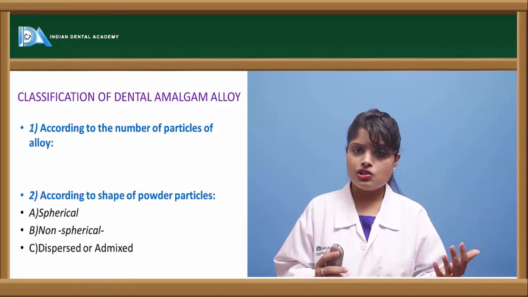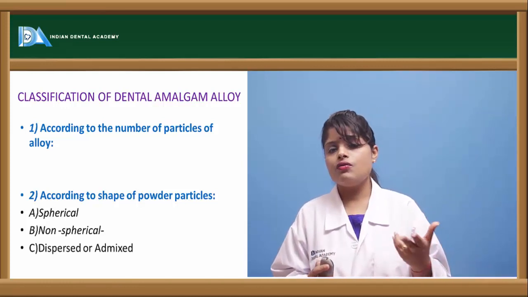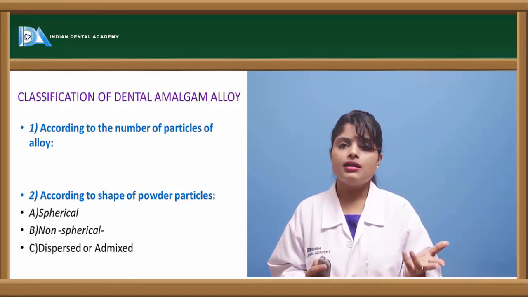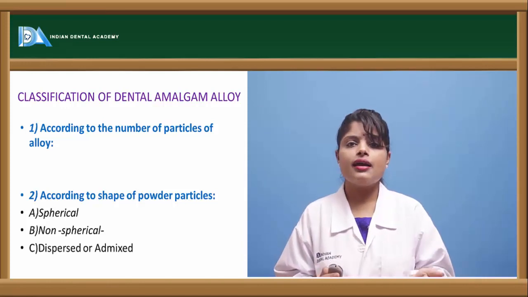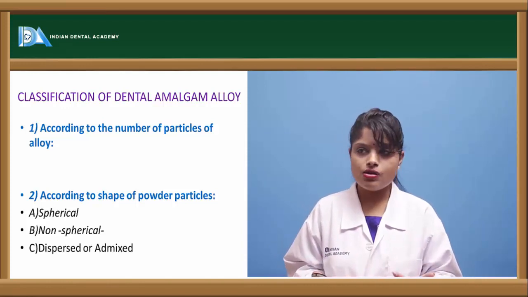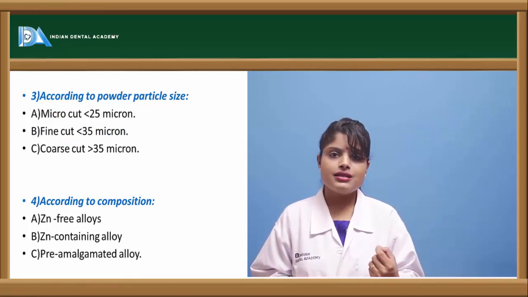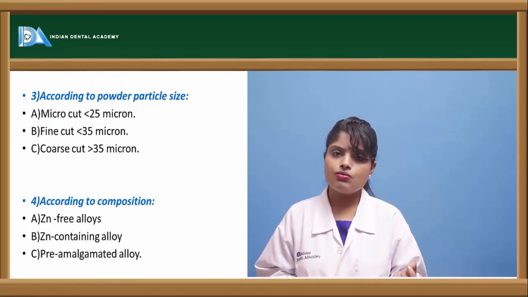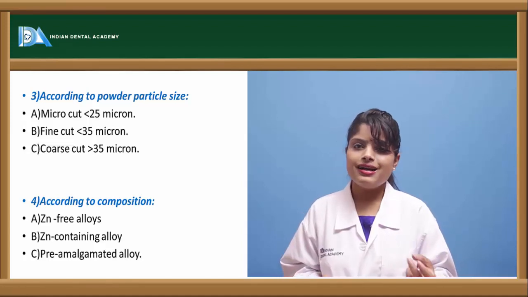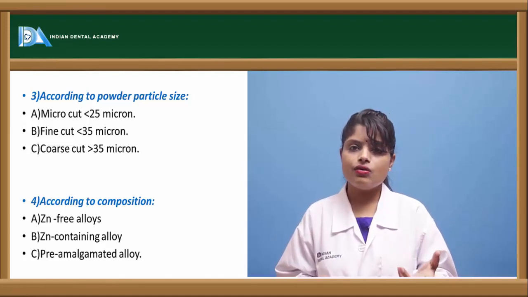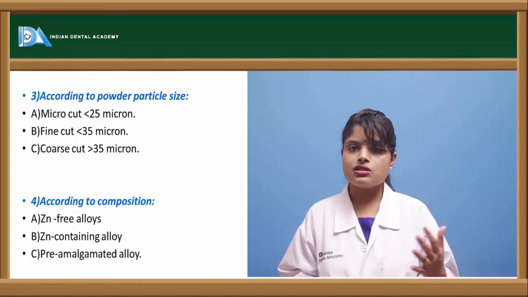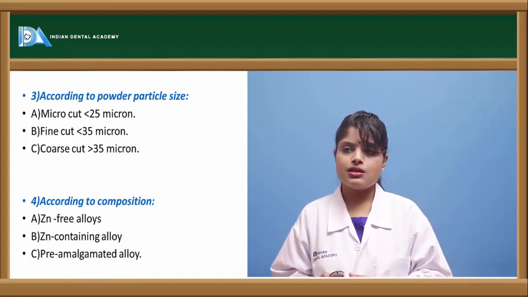The unicomposition contains only silver with copper, in the bicomposition zinc is also there, and in the tricomposition other metals are also there. Then according to the size of the particle, it is microcut, which is very small in size, fine cut, which is less than 35 microns, and coarse cut, which is greater than 35 microns in size.